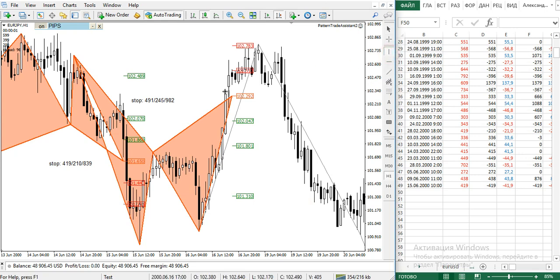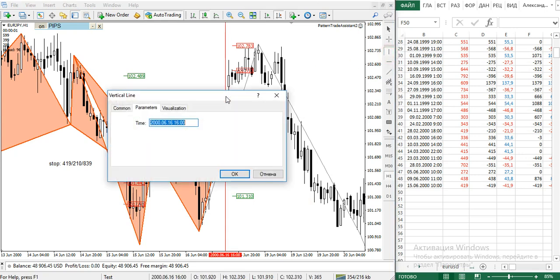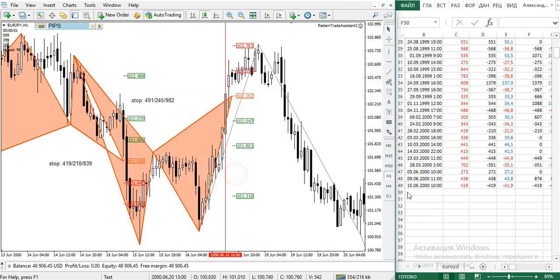These situations are frustrating, and they give you a temptation to move your stop loss slightly away. Sorry, it was a loss, minus 49.1, minus 49.1 as well.